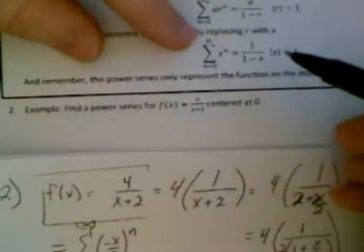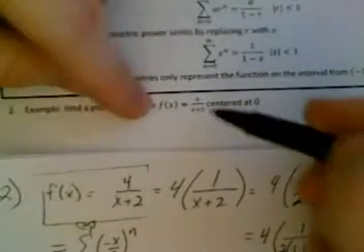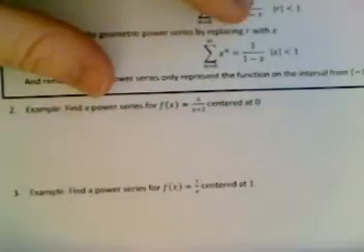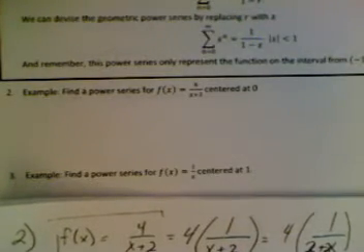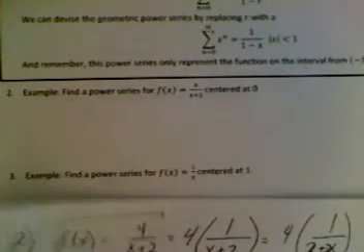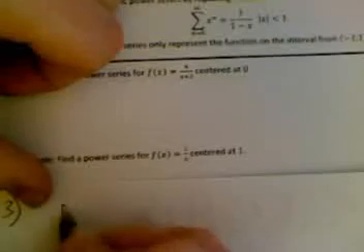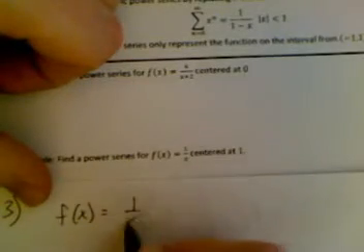Again, I'm utilizing a previous series that I have to find a new one. Okay? Let's go ahead and look at the next one. It says find a power series for 1 over x centered at 1. Let me flip this page over so I have some more room here. Number 3. I want to know what f of x equals 1 over x.